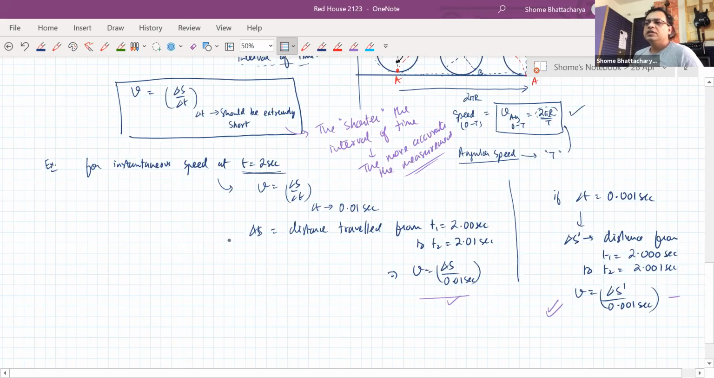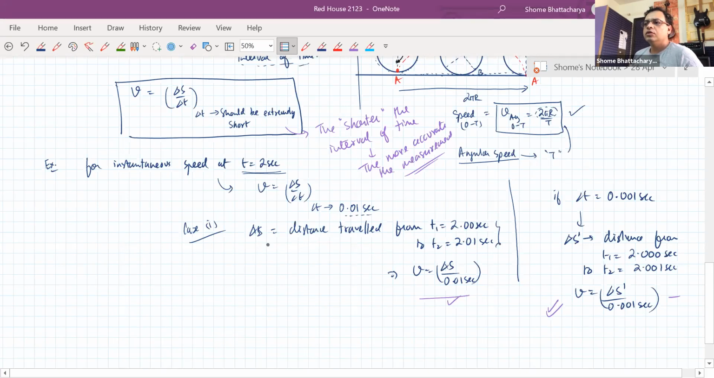All right. So let's say in my first case, I've taken that interval of time to be 0.01 seconds. So in that case, what should be the numerator delta S over here? It should be the distance traveled in that small interval of time of 0.01 seconds. So that means I'm calculating at the instant of 2 seconds. That means I should calculate the distance traveled in 2 seconds to 2.01 second. Understanding the point now?